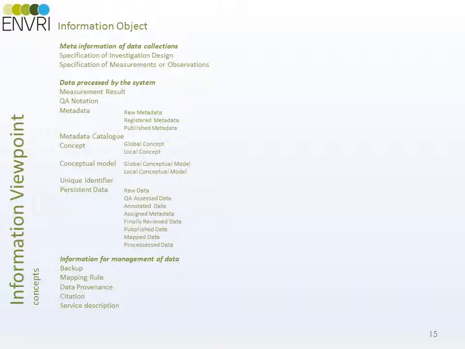the information used for the management of data, including the backup of data, mapping rules used for model-to-model transformations, and data provenance information used to record the different states of data at various points in their life cycle. Meanwhile, information actions model information processing in the system. They are derived from processes supported by one or more of the reference model subsystems. Here you can see the information actions grouped by subsystems.